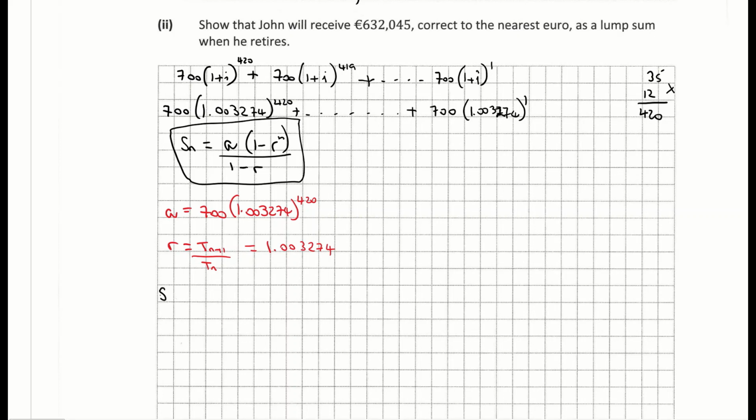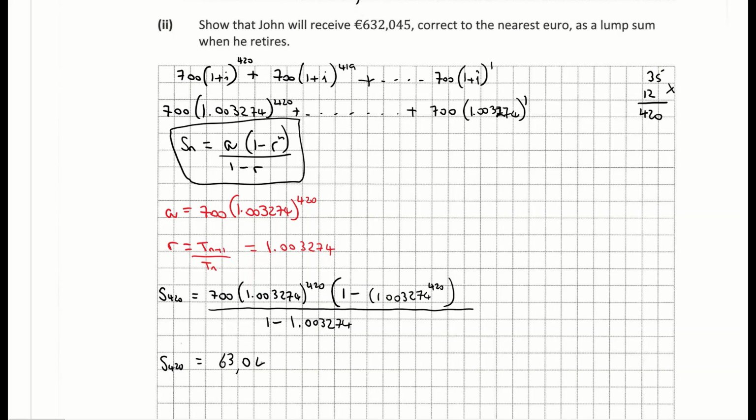So let's fill in our formula. So the sum of the 420 repayments is going to be a, which is 700 bracket 1.003274 to the power of 420 times 1 minus r, which is 1.003274. That is to the power of n, which is 420. Close my bracket, and that is all now going to be divided by 1 minus r, which is 1.003274. And if I go to my calculator and I type that in, you should get 63,045 and 24 cents. And the question wanted it to the nearest euro, so that's why at the top of the question it's 63,045 euro. And that is C part 2.